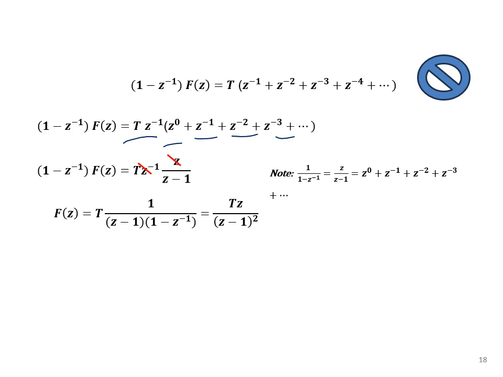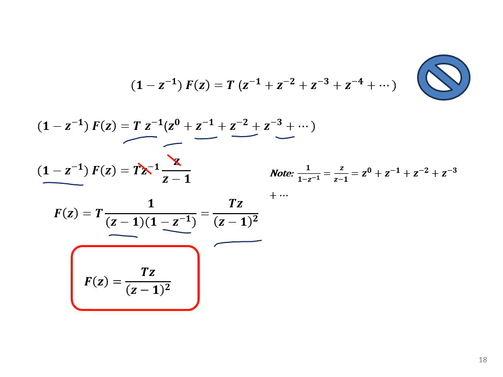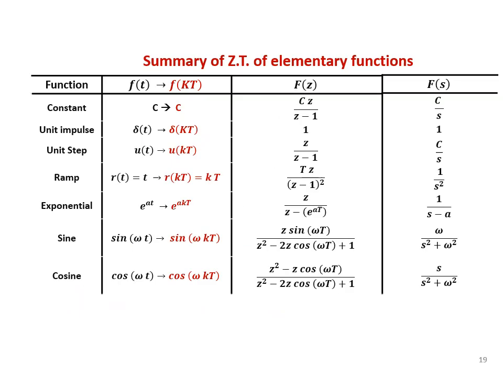We multiply both sides by this bracket, then t times 1 over z minus 1 times 1 minus z power negative 1, which is tz over z minus 1 squared. Then f of z equals tz over z minus 1 squared.